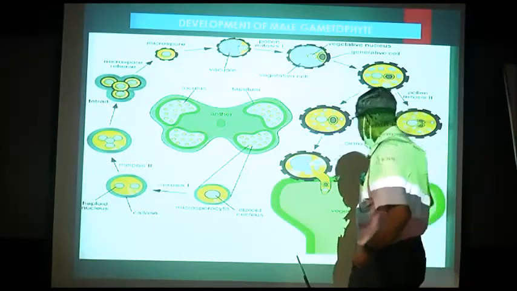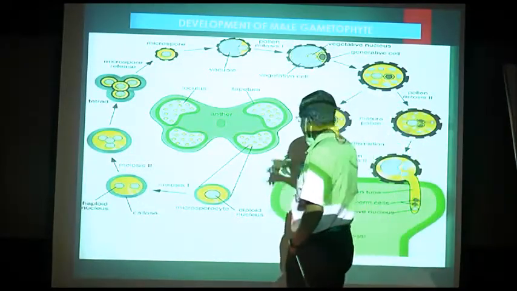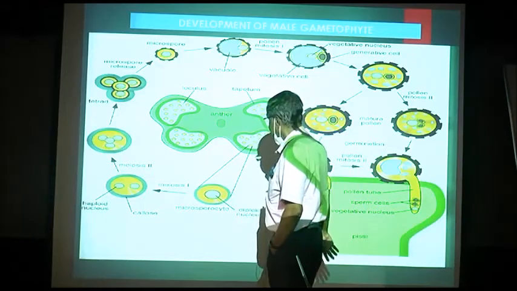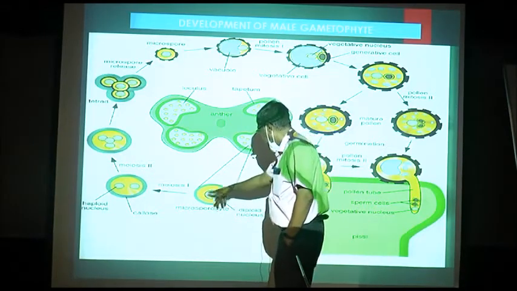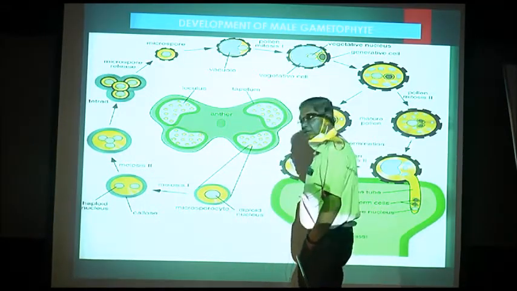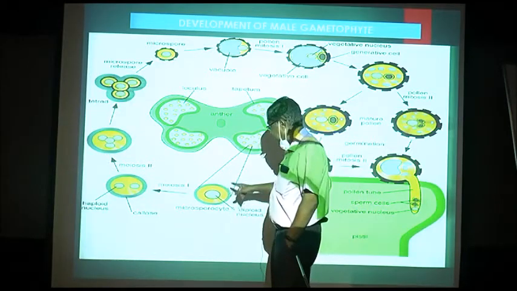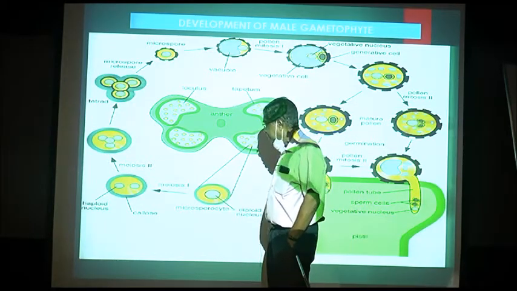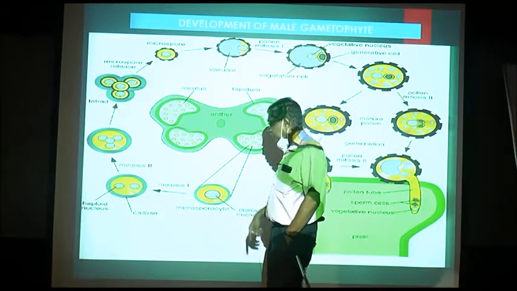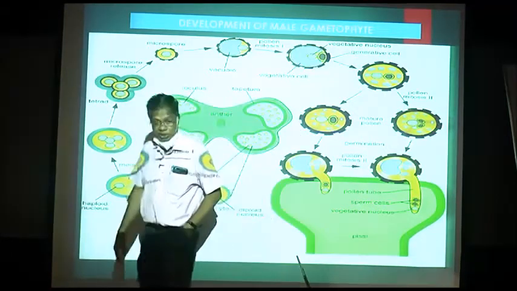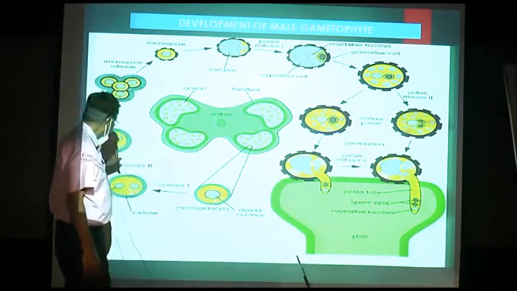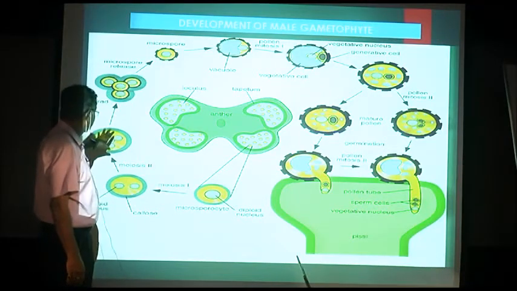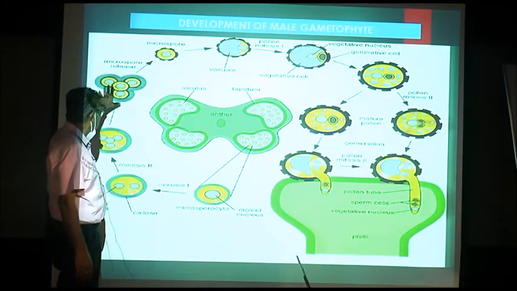It has this diagram you can use. Now this is the microspore mother cell or microsporophyte. Now this is diploid. It undergoes meiosis to form 4 nuclei. The 4 nuclei develop into 4 microspores.